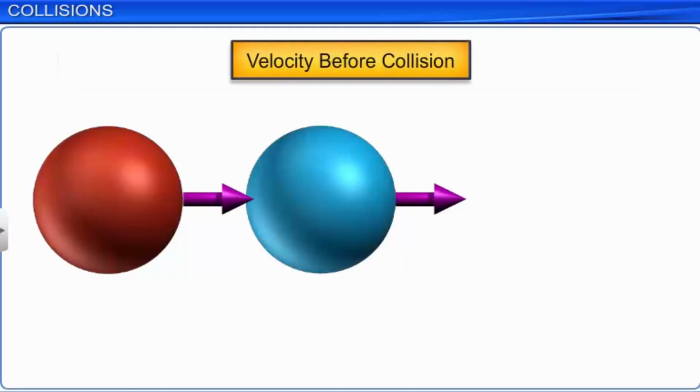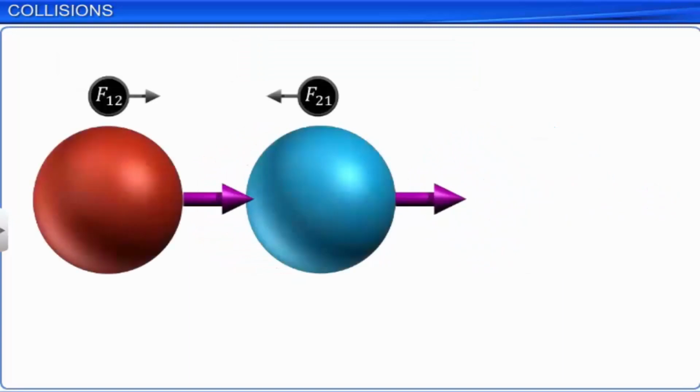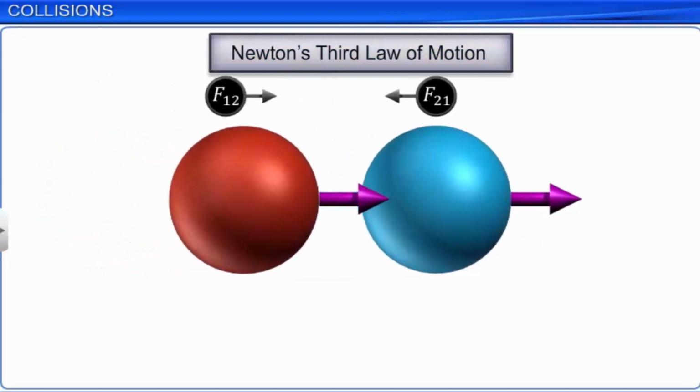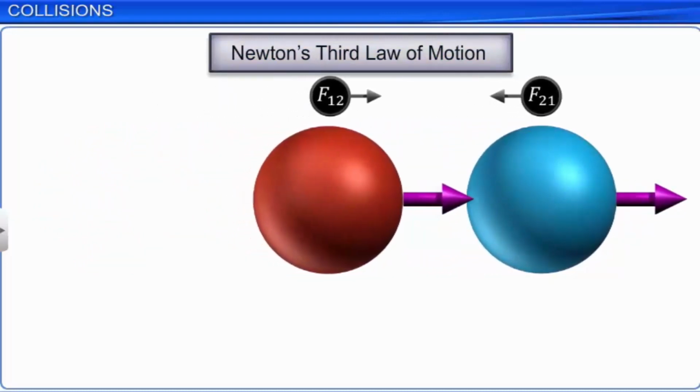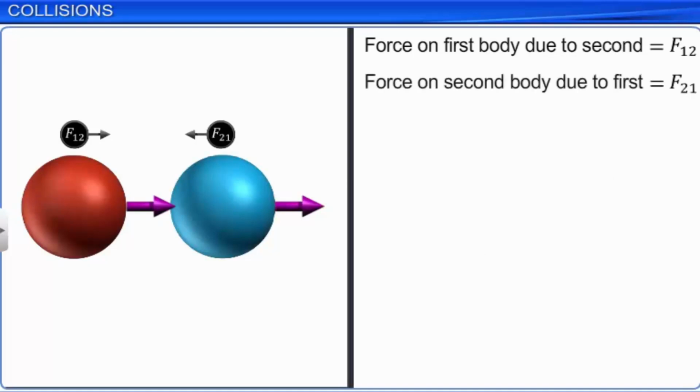If we consider a one-dimensional collision between two bodies, then from Newton's third law of motion, they experience equal and opposite forces, F12 and F21, on each other, such that F12 is the force on the first body due to the second, and F21 is the force on the second body due to the first, and F12 must be equal to minus F21.